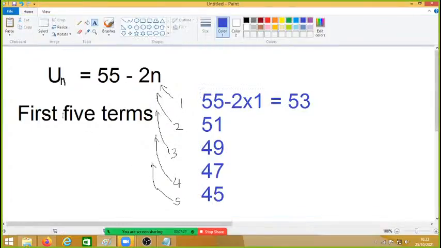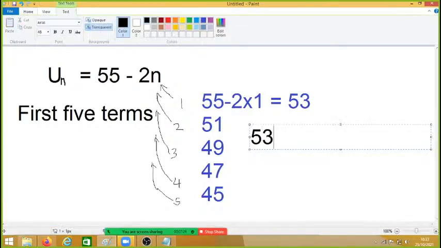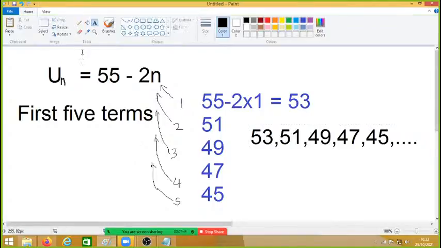And then we can put them in a list and we can say the sequence of numbers starts with 53, then 51, then 49. So just to help you for the harder questions, U1 is 53, U2 is 51, U3 is 49, U4 is 47, and U5 is 45, and dot dot dot, because that's just showing the sequence carries on.